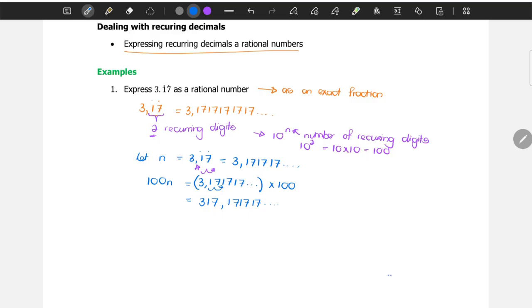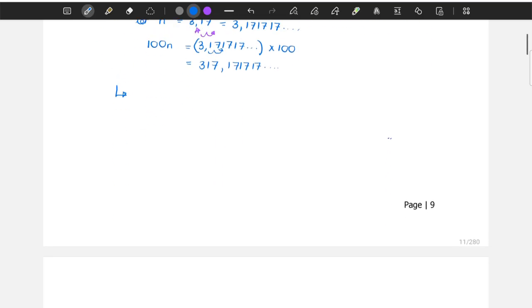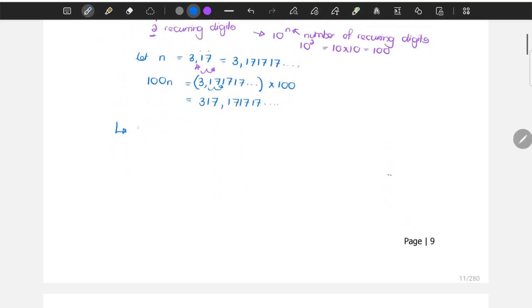So now we have n and we have 100n, right? The next part is we say, what's 100n minus n? We subtract to get rid of the n because they are on the same side of the equal sign. So we know 100n is 317.171717, a recurring amount of times, minus 3.171717, a recurring amount of times.